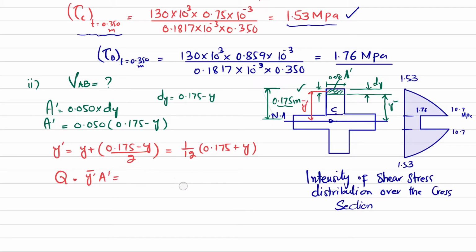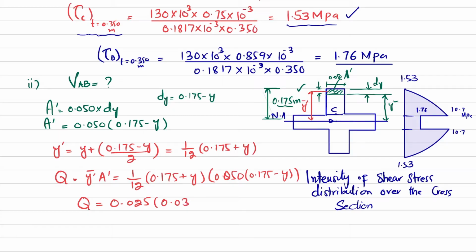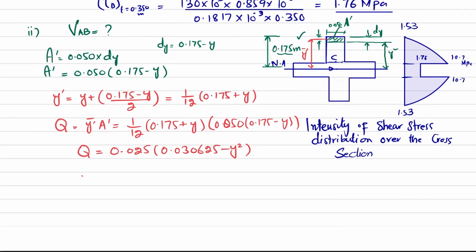This y dash will be equal to 1 over 2 into (0.175 plus y), and area is 0.050 into (0.175 minus y). If you simplify it, you will get Q is equal to 0.025 into (0.030625 minus y square).